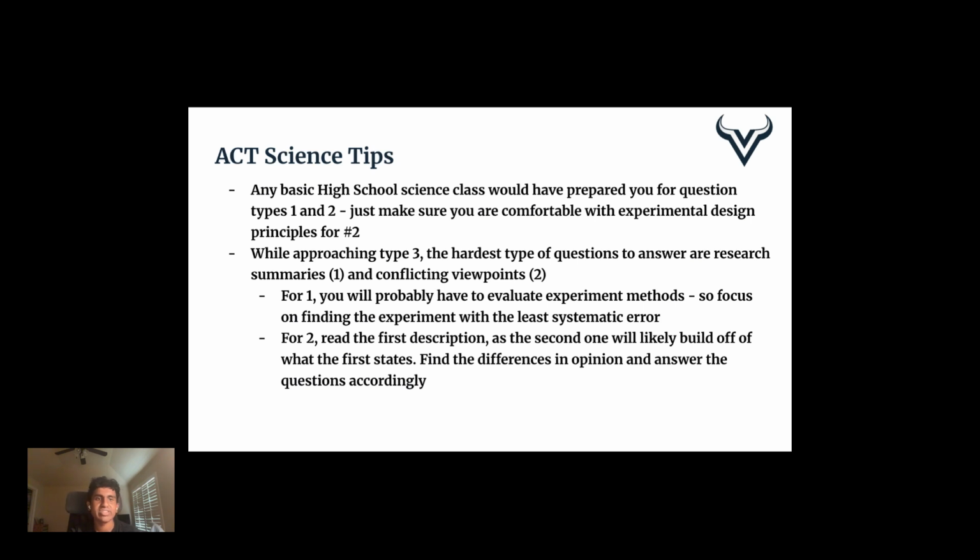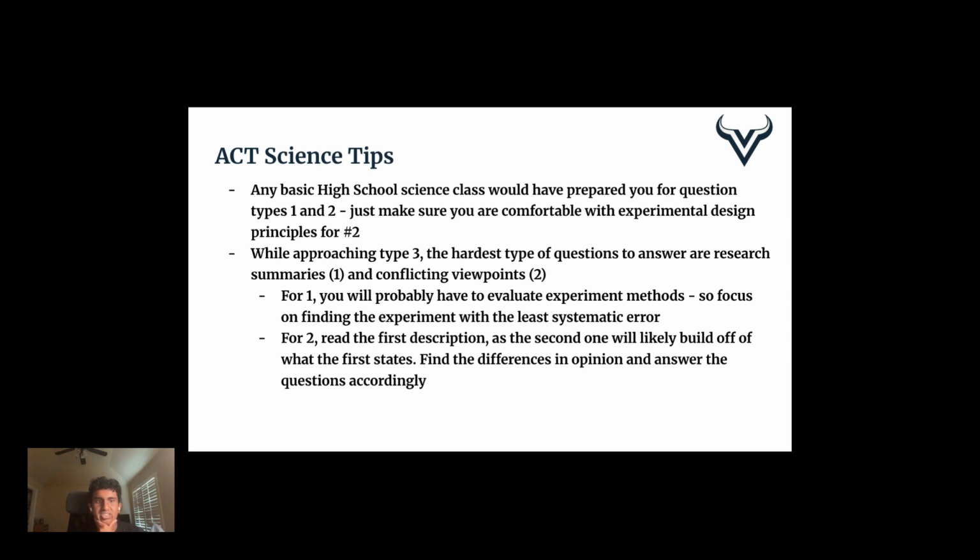So for the ACT science tips, any basic high school science class would have prepared you for question types 1 and 2. Remember, this was everything but the critical thinking side of it, basically being able to read data and being able to make conclusions from it. While approaching type 3, the hardest types of questions to answer are research summaries and conflicting viewpoints.